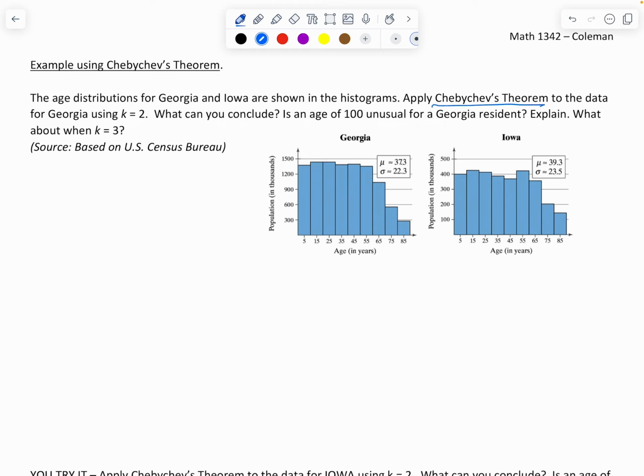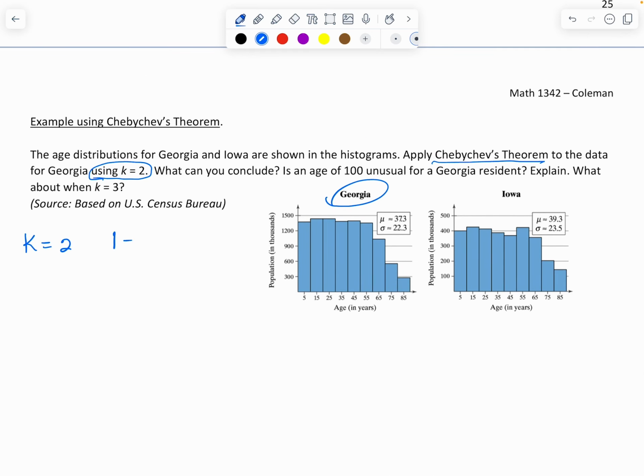It says the age distribution for Georgia and Iowa is shown in the histograms. Apply Chebyshev's theorem, because they're not bell-shaped, to Georgia when k is equal to 2. So k is equal to 2, and I'm looking at Georgia data. When k is equal to 2, that means 1 minus 1 over 2 squared, 1 minus 1/4, so that's 3/4, which is about 75% of the population. This is what the formula tells us.